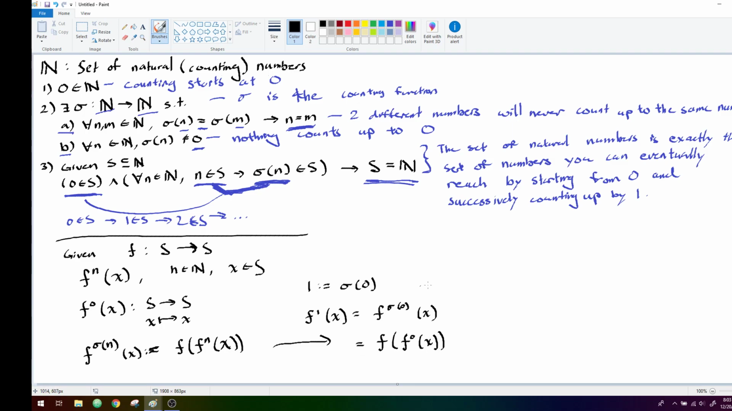But by our first definition, this ends up just being x itself. f applied 0 times to x just gives you x back. And this is just f applied to x then. So applying f once to x is just asking you to apply f to x.